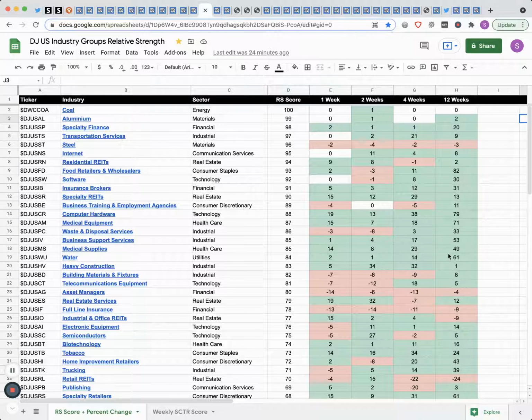So it's been a bit of a bifurcated market, but you can see that the growth names are starting to come back again and starting to rise up the market. You can see in these areas here with the 1 week, the 2 week, and the 4 weeks. So that's the second part of the method.